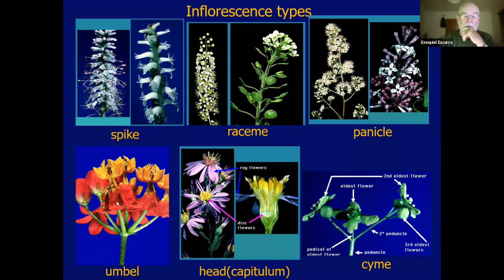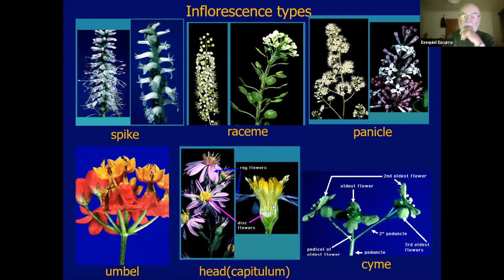In an umbel, this is from the milkweed, you will see that all the pedicels of the flowers seem to arise from a central point. As I was telling you, a rosette of pedicels arising from a central point.